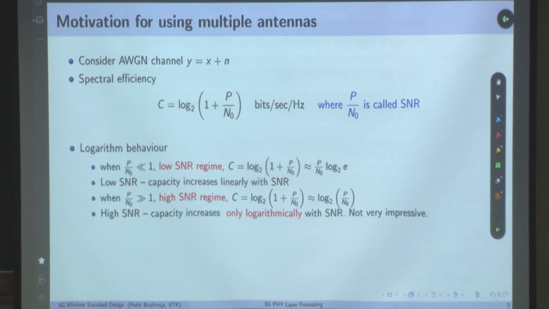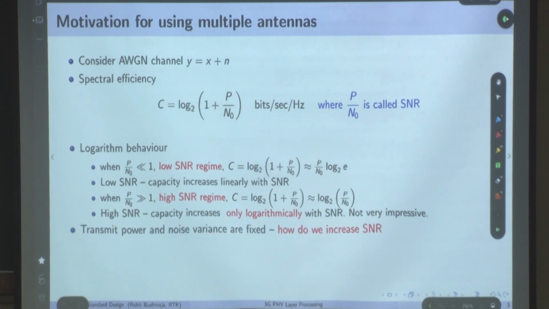Very impressive, right? The system is starved of SNR. You increase the SNR, your capacity increases linearly. Now, what are we saying? The transmit power, the power which is being transmitted, and the noise are fixed. The noise floor, which gets added at the receiver front end, is fixed. You cannot do anything to both of them. Then how are you going to increase the SNR? That's the question we are asking. You look at this P by N naught, that's how we have defined it.